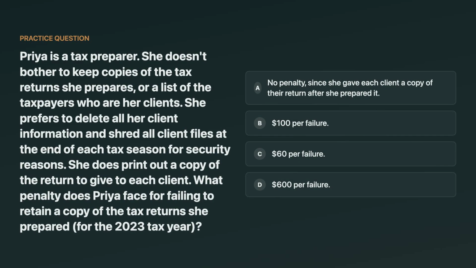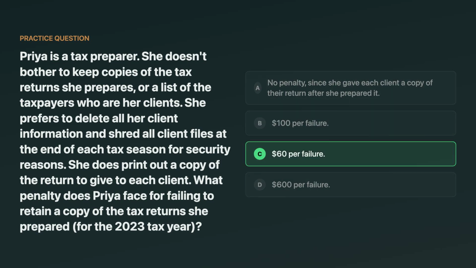Priya is a tax preparer who doesn't keep copies of returns she prepares, and she doesn't keep a client list either. She deletes client information and shreds files after tax season for security. She does print a copy to give each client. For the 2023 tax year, what penalty does she face for failing to retain a copy of the returns she prepared? Options include no penalty, $100, $60, or $600 per failure. Think about it.